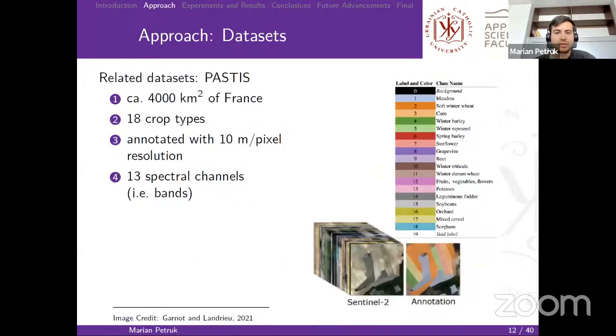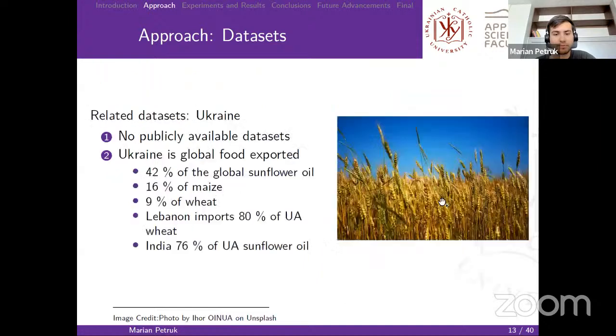So let's discuss the datasets we used. The first dataset we used is named PASTIS. This dataset has panoptic labels for multi-temporal satellite imagery patches covering approximately 4,000 square kilometers of France. It has 18 crop types annotated with 10 meters per pixel resolution, 2 billion pixels in total. Color represents a particular crop class, while edges represent separate parcel delineation. In our research, we started with this dataset as our main dataset due to its rich annotations, large area, and the European region in which we are most interested.